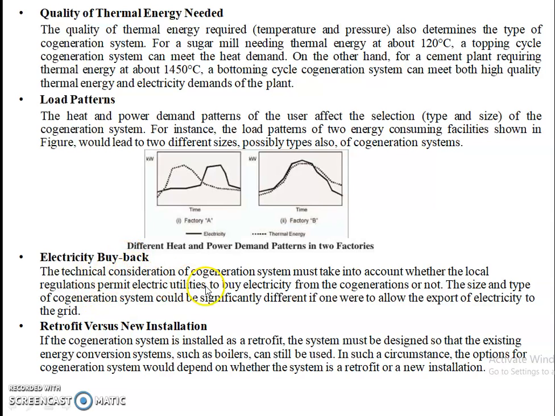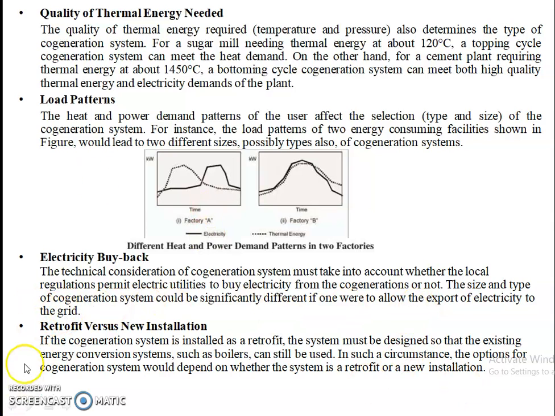The technical consideration of a cogeneration system must take into account whether the local regulation permits electric utilities to buy electricity from the cogeneration or not. The size and the type of the cogeneration system could be significantly different if one were to allow the export of electricity to the grid.